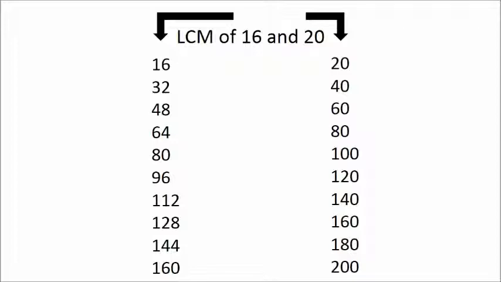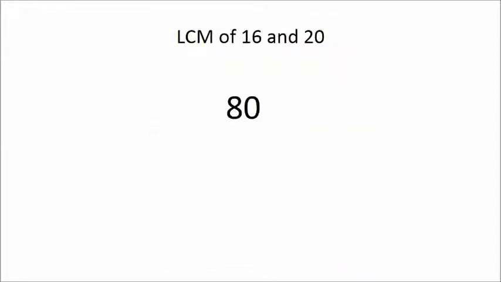So let's see. There you go. 80. We have 80 on the right side for 20 and 80 on the left side. That's the first multiple on both sides, so that's how I found the least common multiple. That's all you're doing. 80. This isn't too bad. There's only like a 5-minute presentation because there's not much to it.